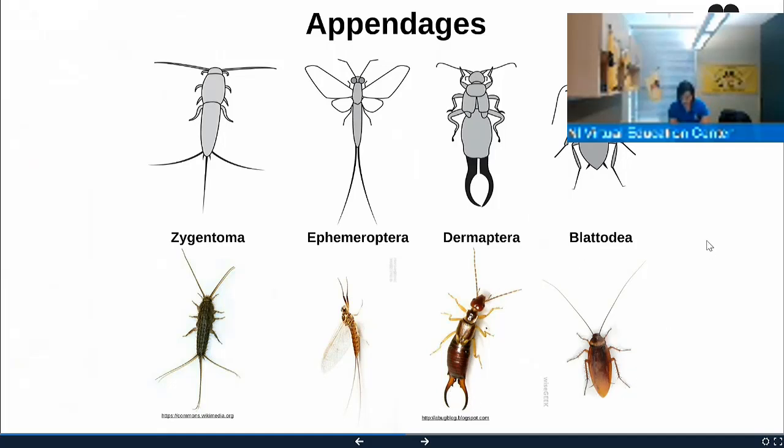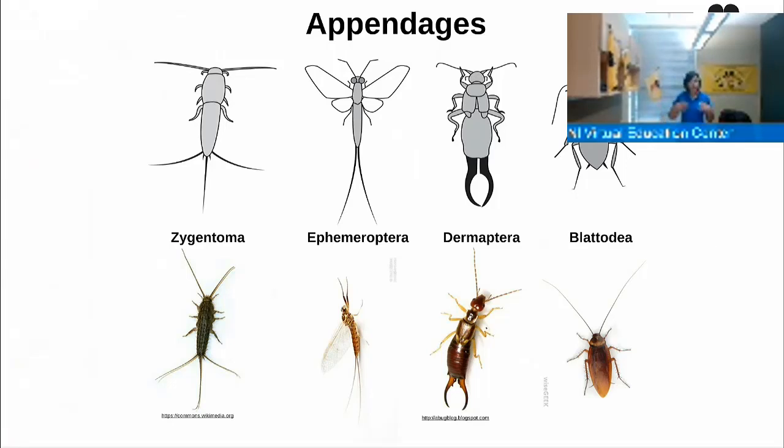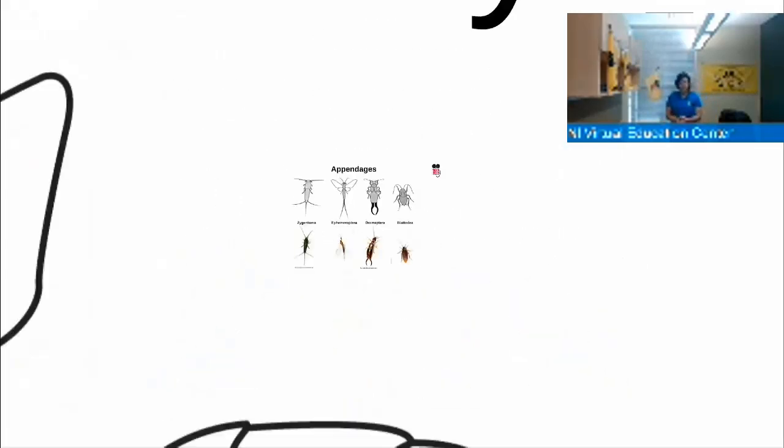Cockroaches, they have these appendages. What are the appendages for? Feeling the environment, the air pressure, and helping during mating. Okay, this is a male. How do I know? Because the male's appendages are curved. The female's are straight. Ah, cool.